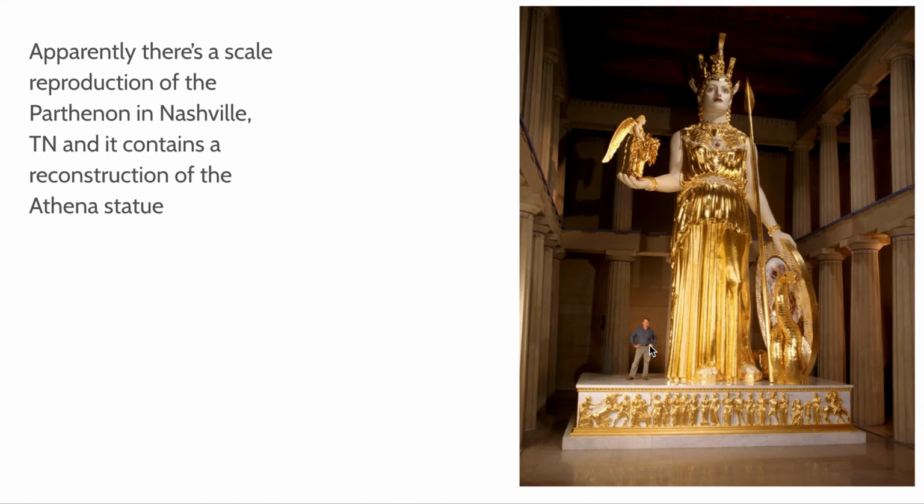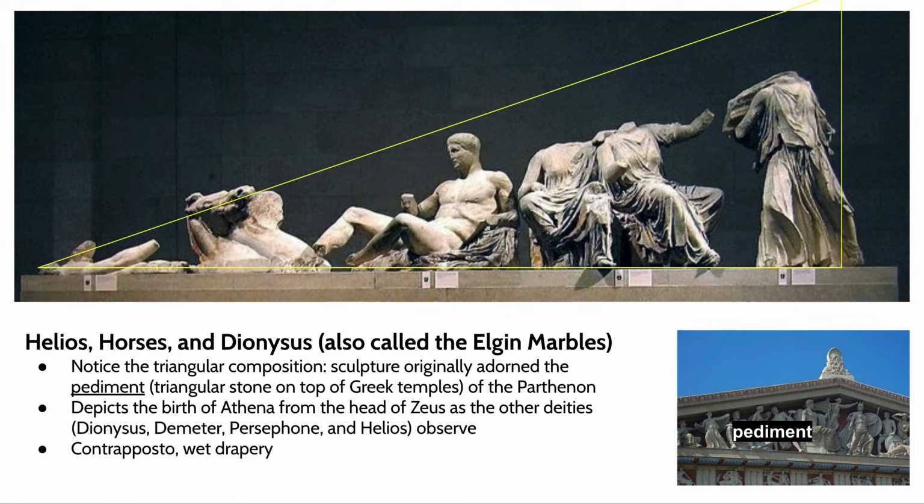There is a scale reproduction of the Parthenon in Nashville, Tennessee, of all places, and it contains this fabulous reconstruction of the Athena statue. And there is an actual human person there for scale to give you a sense of how large this thing was. So these are the Elgin marbles, also known as Helios, Horses, and Dionysus.